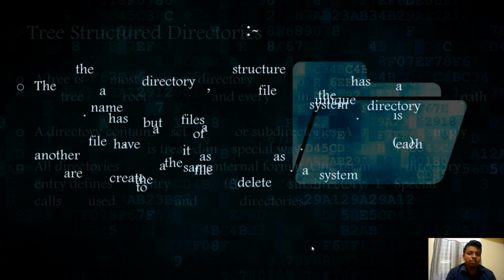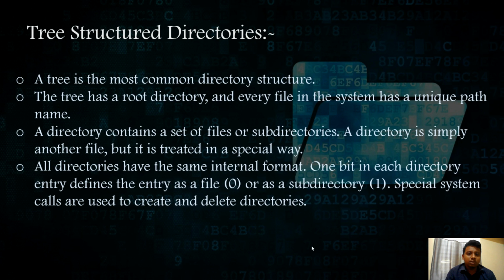Next, we'll move on to the third one, tree-structured directories. A tree is the most common directory structure. A tree has a root directory. Every file in the system has a unique path name. A directory contains a set of files or subdirectories.